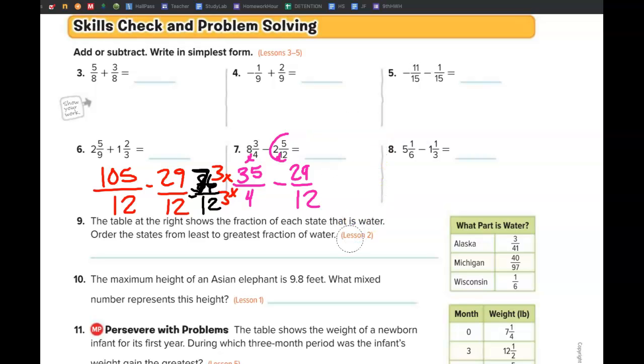So how many wholes can you make out of 76 over 12? 6, so what would you have left over? What's 6 times 12? 72. So how many would I have left over? 4 over 12, which does equal 6 and 1/3, because 12 divided by 4 is 3.